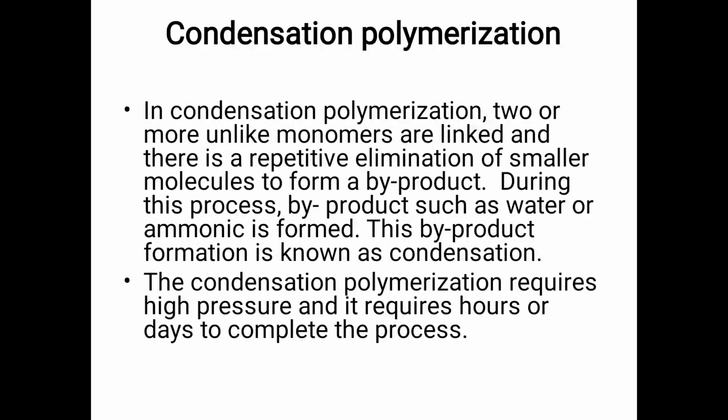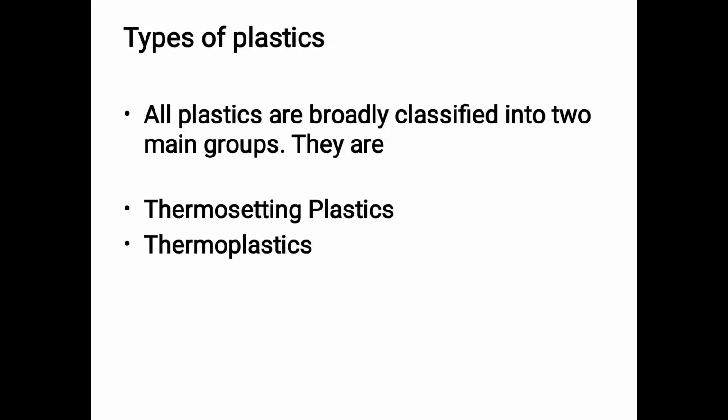In condensation polymerization, two or more unlike monomers are linked and there is repeated elimination of smaller molecules to form a byproduct. During this process, byproducts such as water or ammonia are formed. This byproduct formation is known as condensation. The condensation polymerization requires high pressure and it requires hours or days to complete the process.